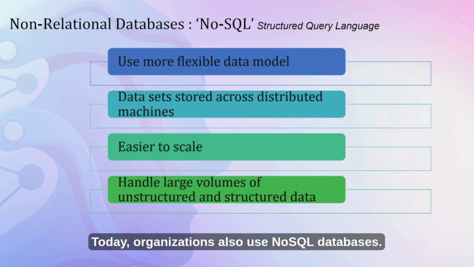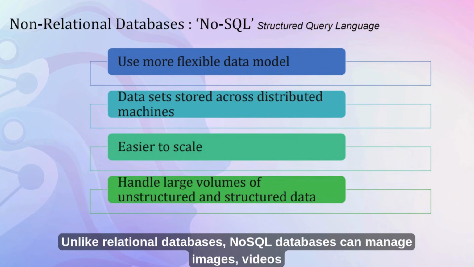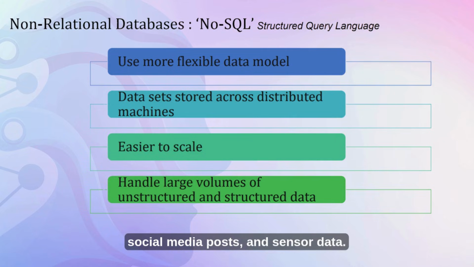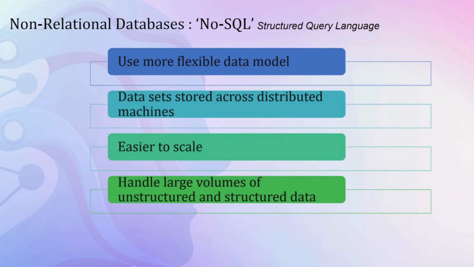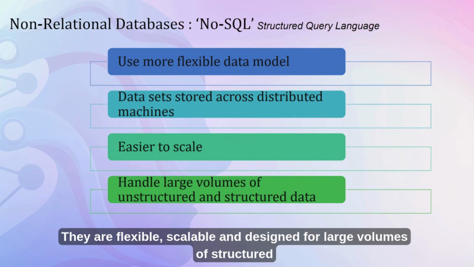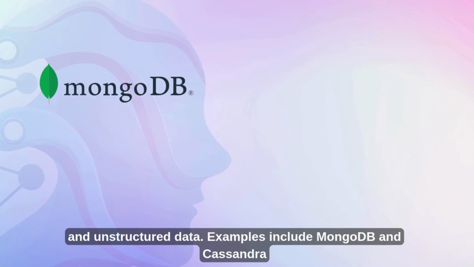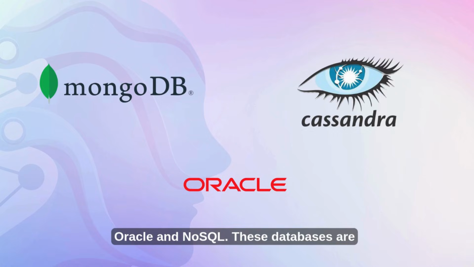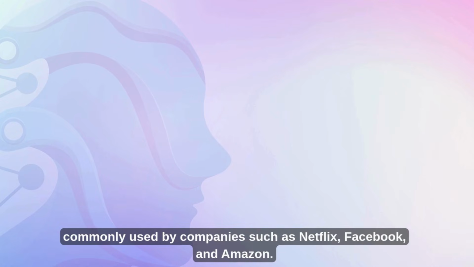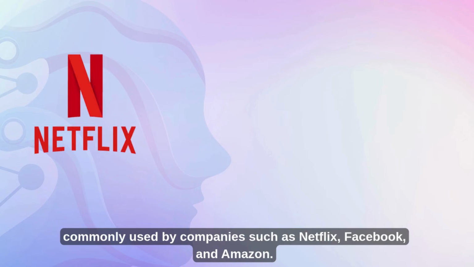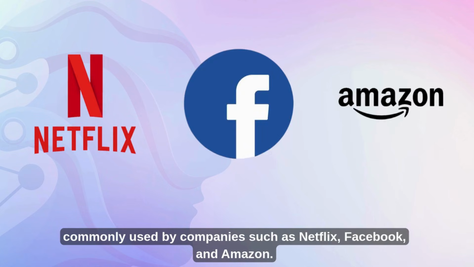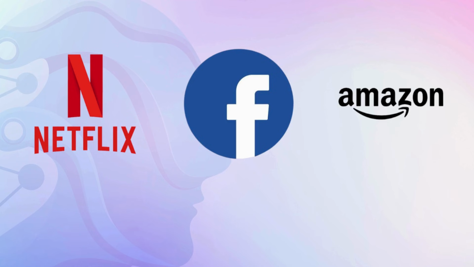Today, organizations also use NoSQL databases. Unlike relational databases, NoSQL databases can manage images, videos, social media posts, and sensor data. They are flexible, scalable, and designed for large volumes of structured and unstructured data. Examples include MongoDB, Cassandra, Oracle NoSQL. These databases are commonly used by companies such as Netflix, Facebook, and Amazon.